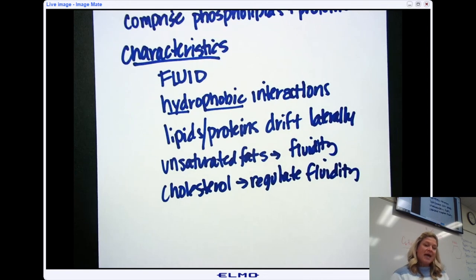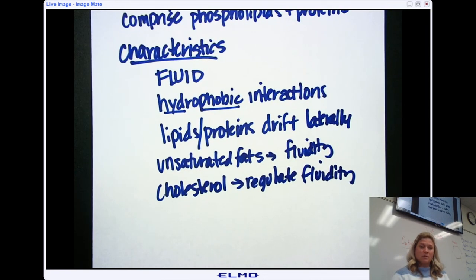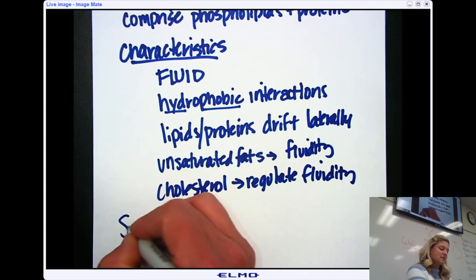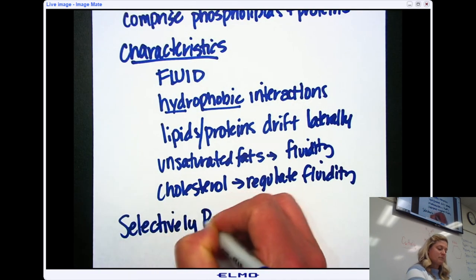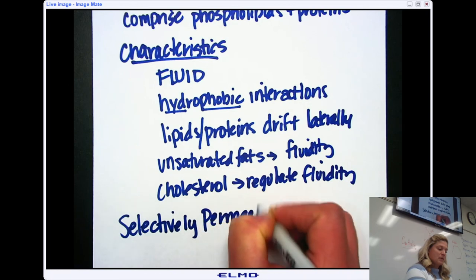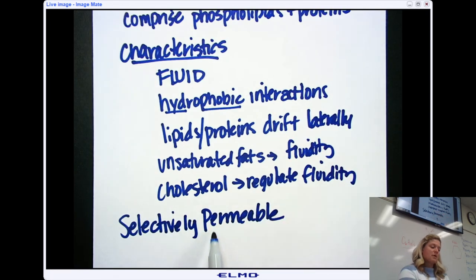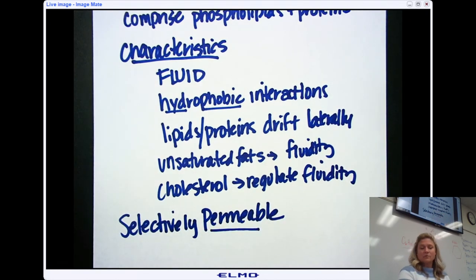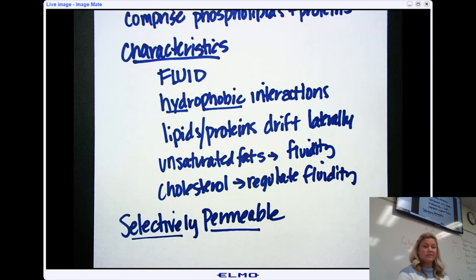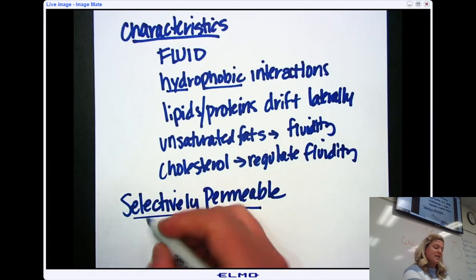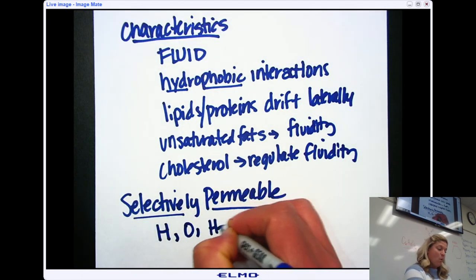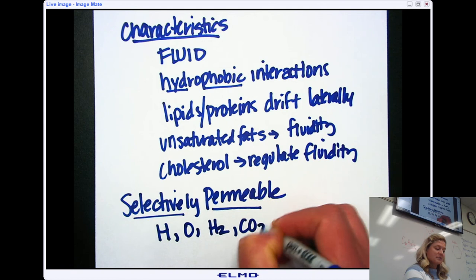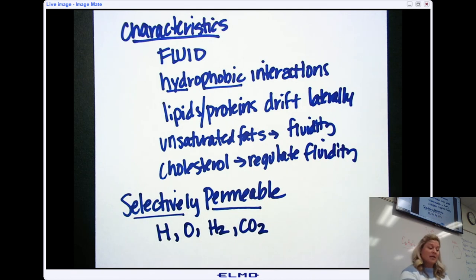Now, if we look at the overall structure, the membrane is what we refer to as selectively permeable. Okay, so let's look at it. Permeable, something can go in and out. And then selectively, well, now only some things can go in and out. If we look at things like hydrogen or oxygen, water, and carbon dioxide, these are going to pass very easily.